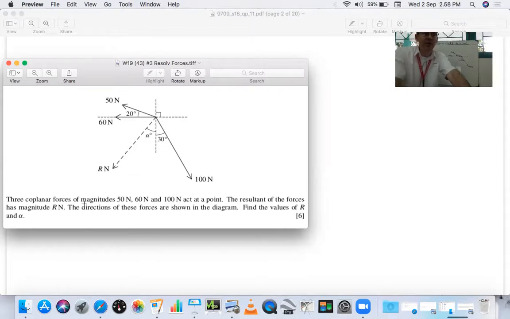It says 3 coplanar forces of magnitude 50, 60, and 100 act on a point. The resultant of the forces has the magnitude R newtons. So this dotted line here is the resultant force. The direction of these forces are shown in the diagram. So in other words, we have this one straight out 20 degrees. This one's 30 degrees off the y-axis, and this one's alpha degrees off the y-axis. Find the values of R and alpha. So we're still finding the magnitude and direction of the resultant force.